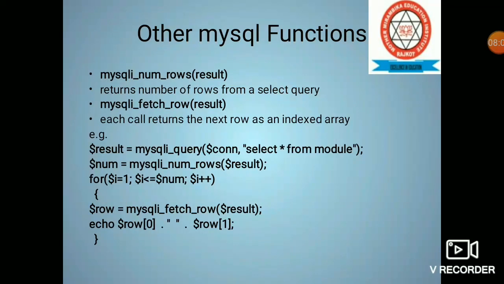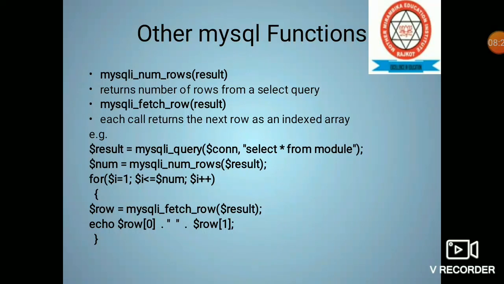Other MySQL functions are mysqli_num_rows, which accepts one argument, the resultant variable. The function will return the number of rows selected by the select query, or the number of rows returned by the select query. So the return type is integer. It will return a number of records.